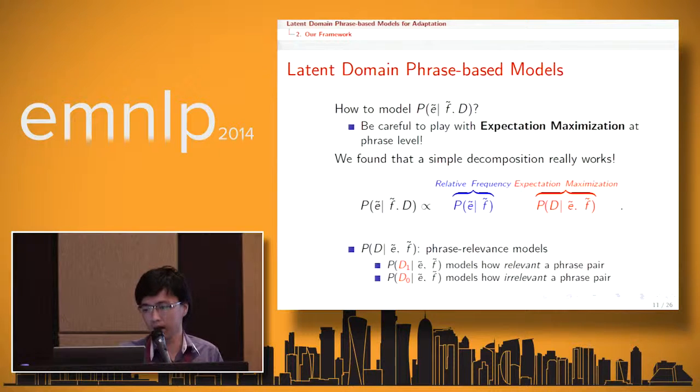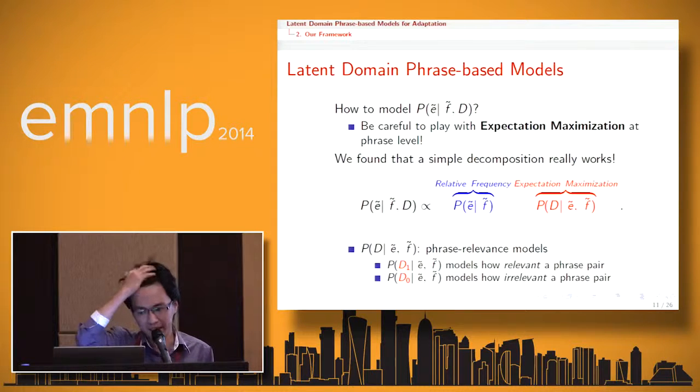Now I will present in detail how we can learn the statistic with respect to D, here P of phrase E given phrase F and D. It's really natural to come up with the idea of using EM for this kind of distribution. But remember that when we play with EM at the phrase level, we have to be really careful. We need a fancy model to do that. It's not trivial, I have to say.